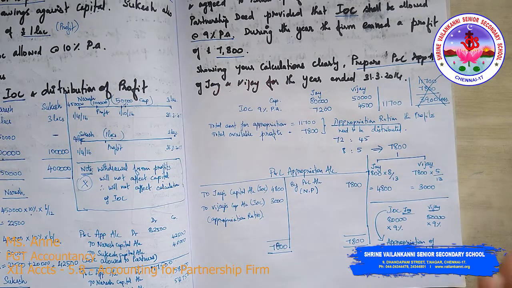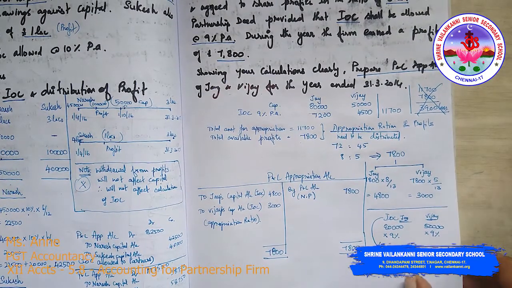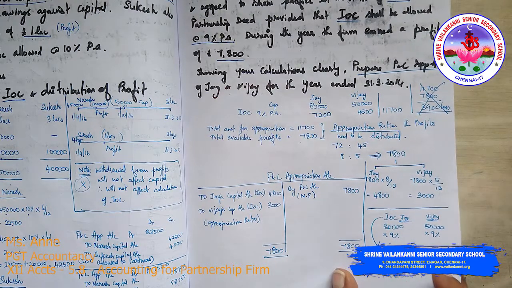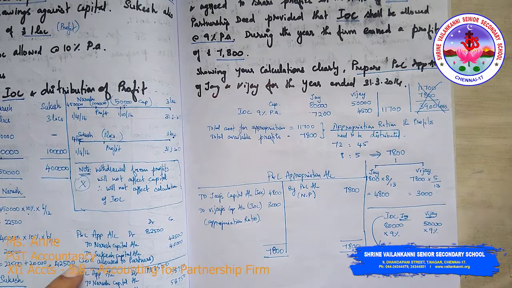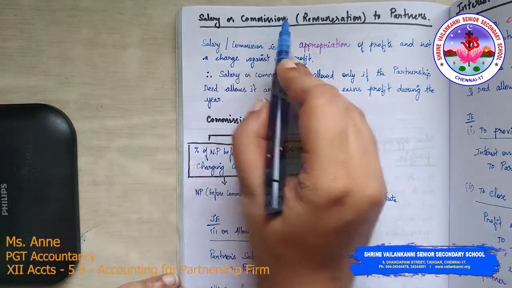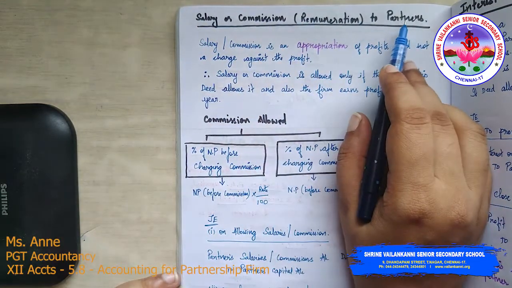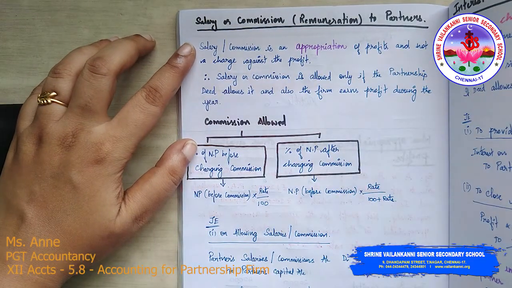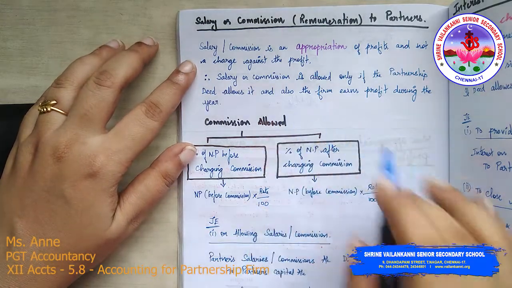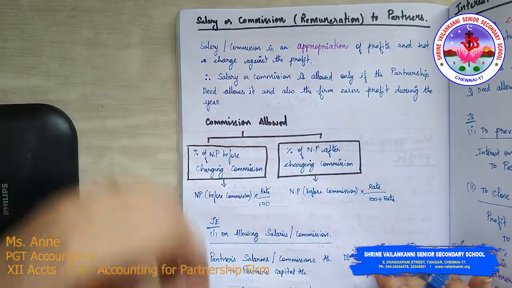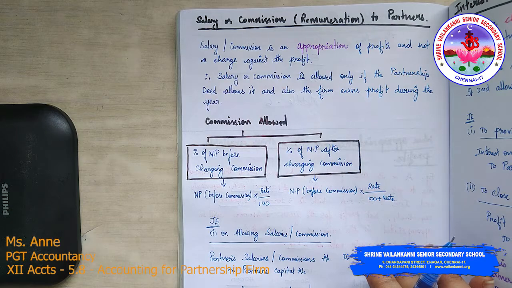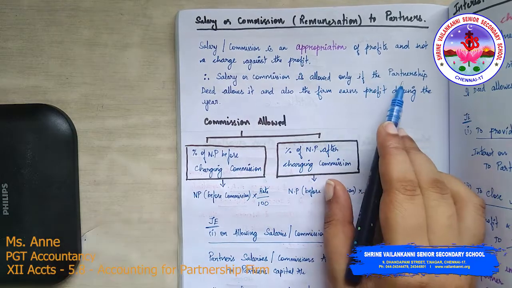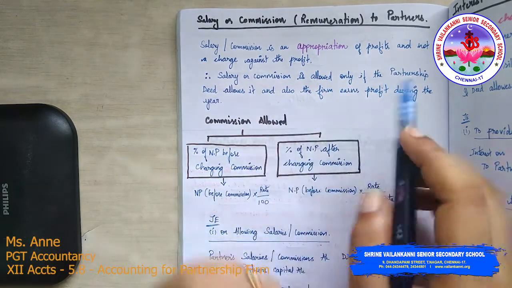Okay, so I'm sure that you're clear with this. And one more small theory part that we need to discuss. I'll just discuss that now. If at all salary or commission, that is a remuneration, is to be paid to partners, salary or commission is an appropriation of profits and not a charge against the profit. Like interest on capital, it is an appropriation of profits and not a charge against the profit. Therefore, salary and commission is allowed only if the partnership deed allows it. So this is very important.